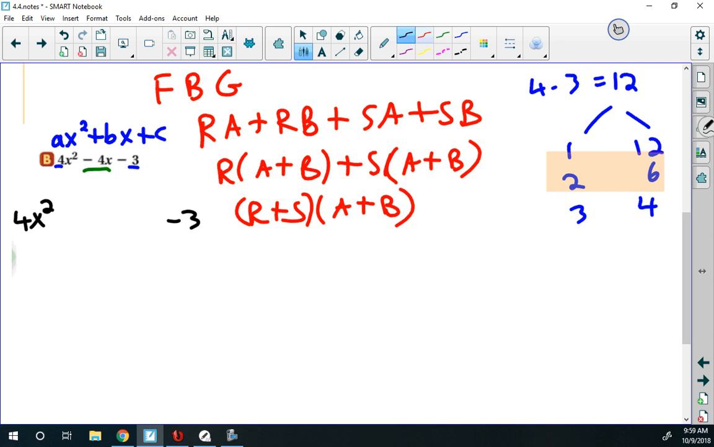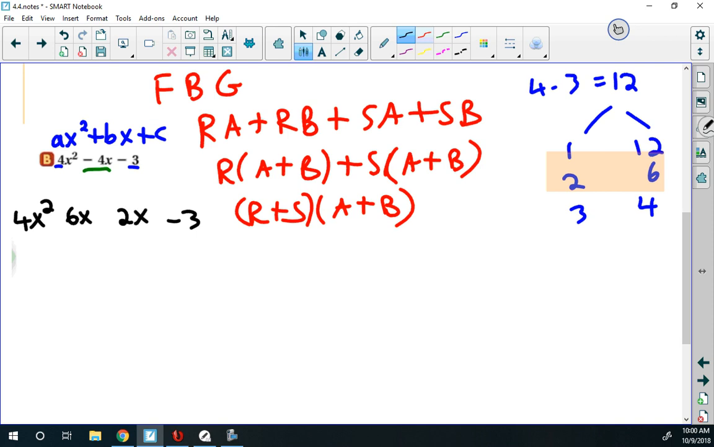It could be minus 6x plus 2x, and this is a cool thing. It doesn't matter what order you write this in. The factoring by grouping will work either way. Do we want to go with the 2x and the 6x or the 6x and the 2x? 6x and 2x? Okay, either way it's going to work.